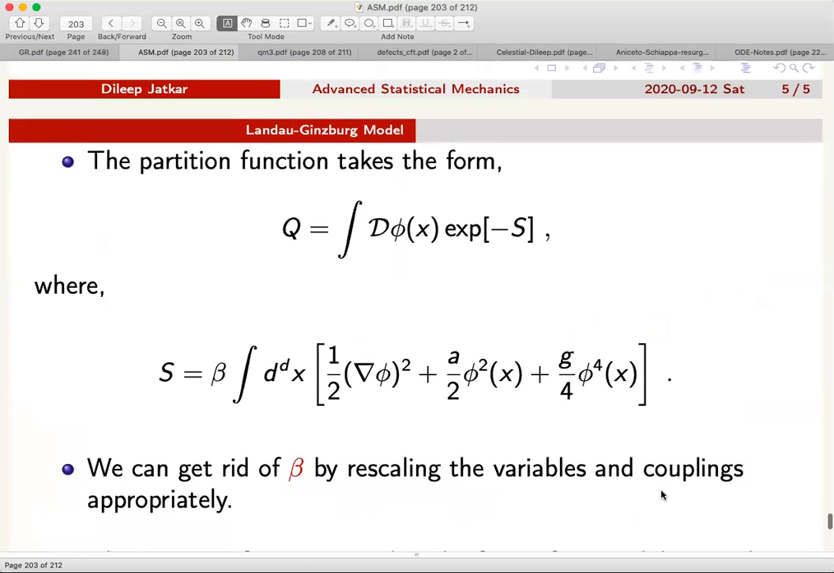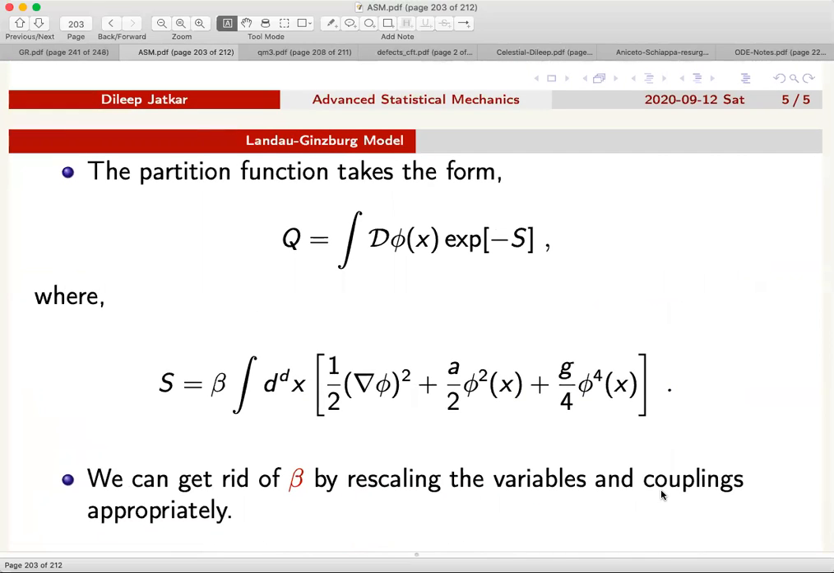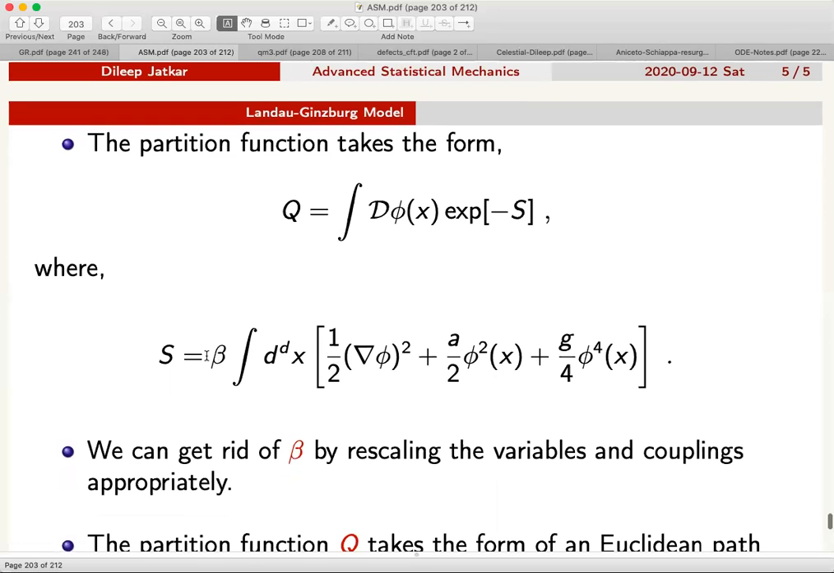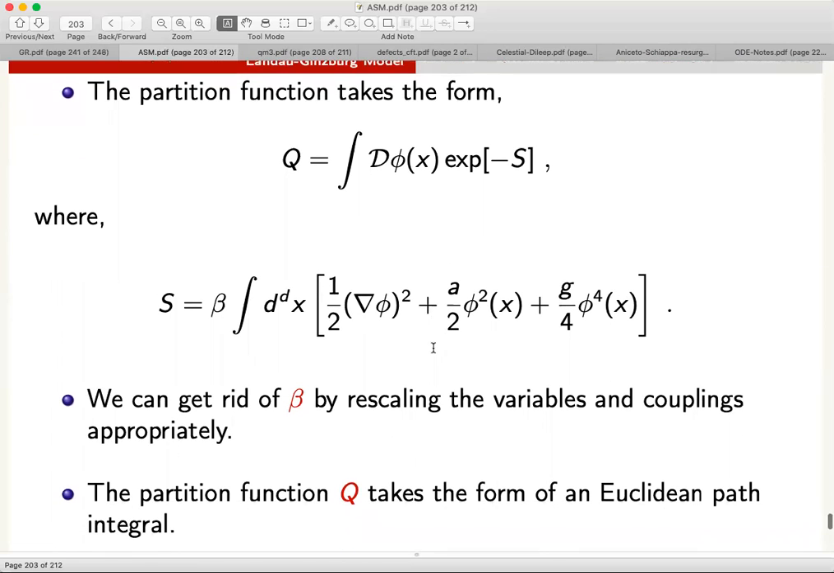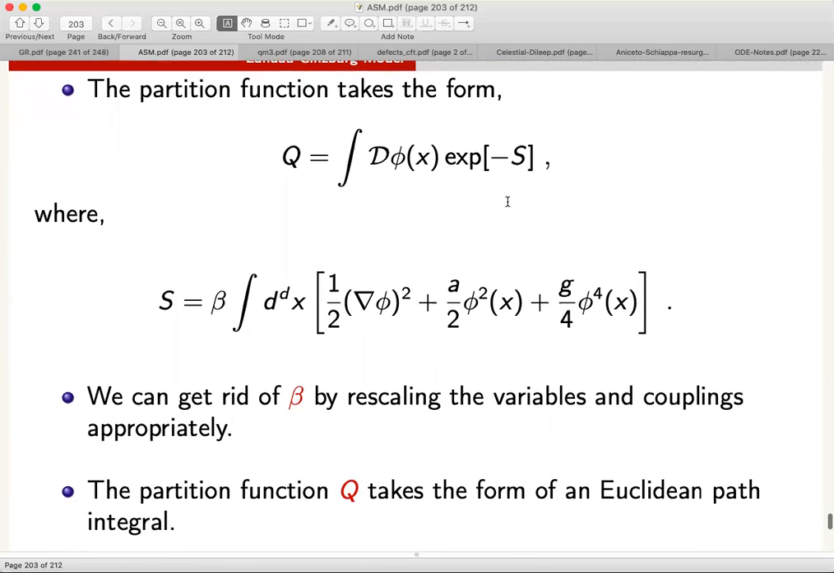Okay, so our e to the minus beta H would be written in this particular form. As I said, we would again rescale various things. You can rescale coordinates, phi, A, g, everybody, to soak up this beta appropriately. And what we'll do is we'll kind of forget about that at some point. Fine. Now, this particular partition function takes the form of what's called a Euclidean path integral.